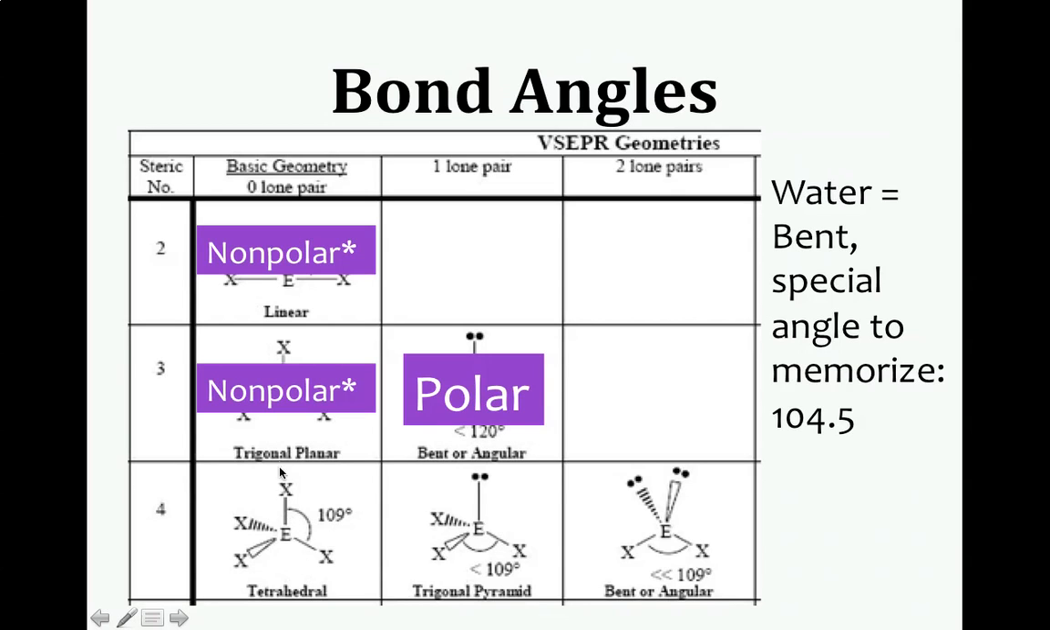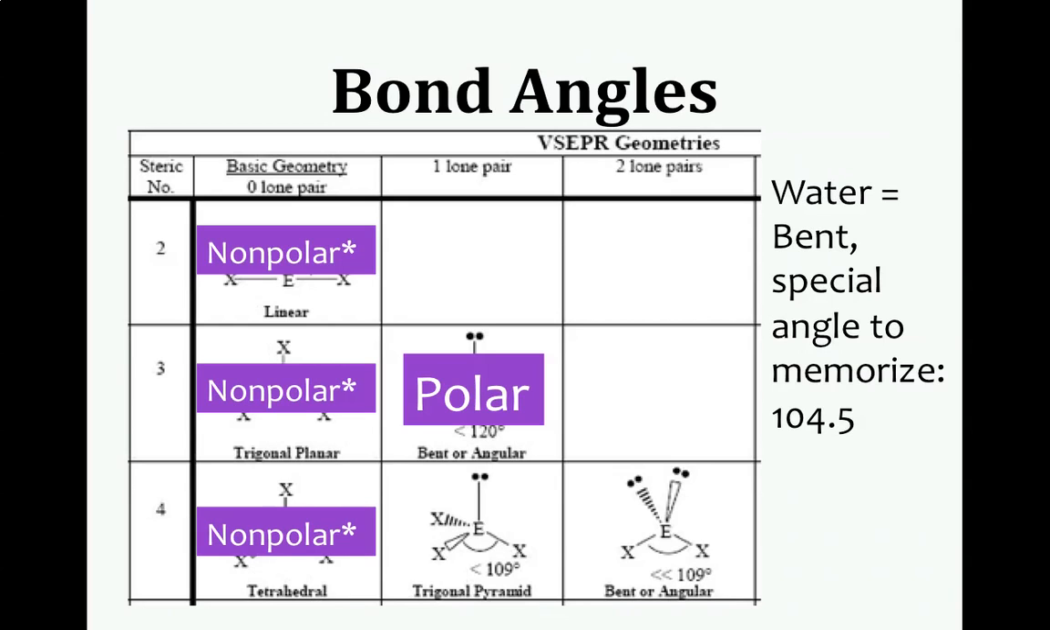Tetrahedral, as long as those four elements or atoms on the outside are the same, they're going to be nonpolar, because in three-dimensional space they end up canceling out on those scales.